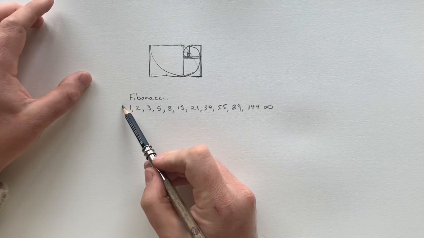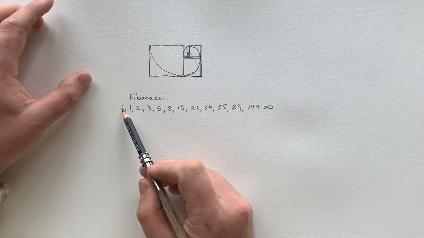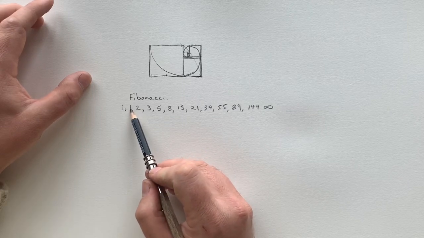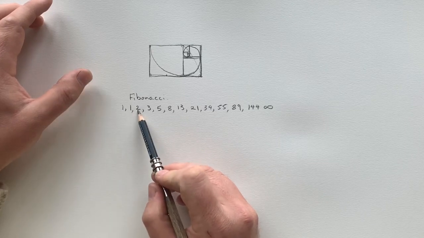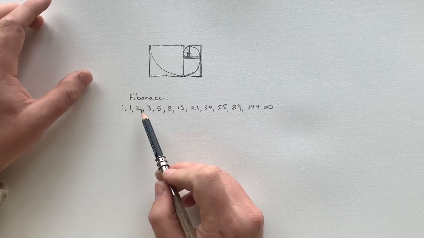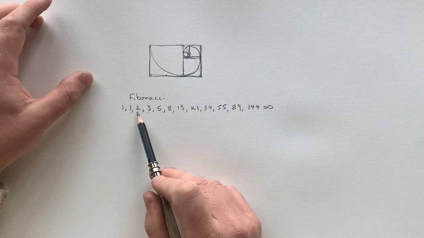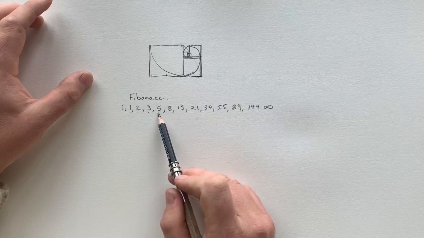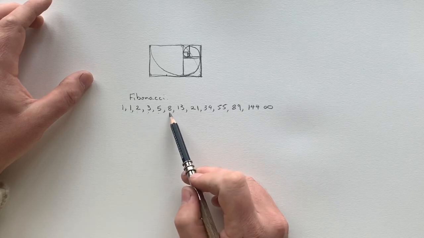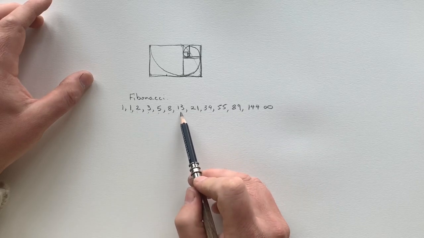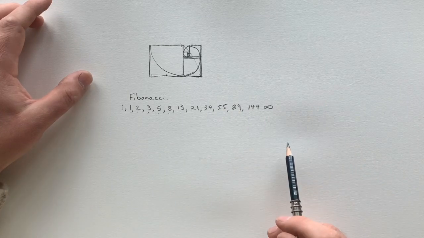What you're seeing here is if you take 1 and add the next number, 1, you'll get this number, 2. If you add 1 and 2 together, you get 3. If you add 2 and 3 together, you get 5. 3 and 5 together, you get 8. 5 and 8 together, 13, etc., etc., etc.